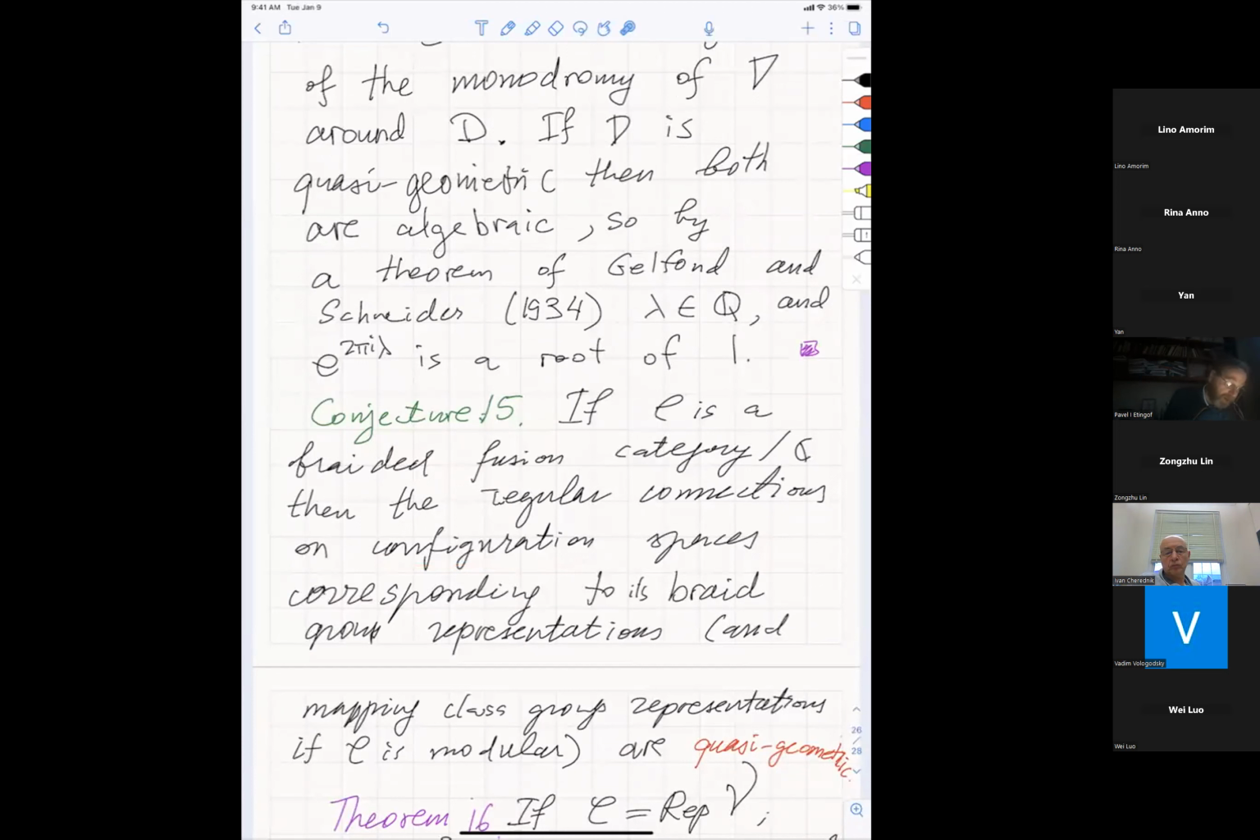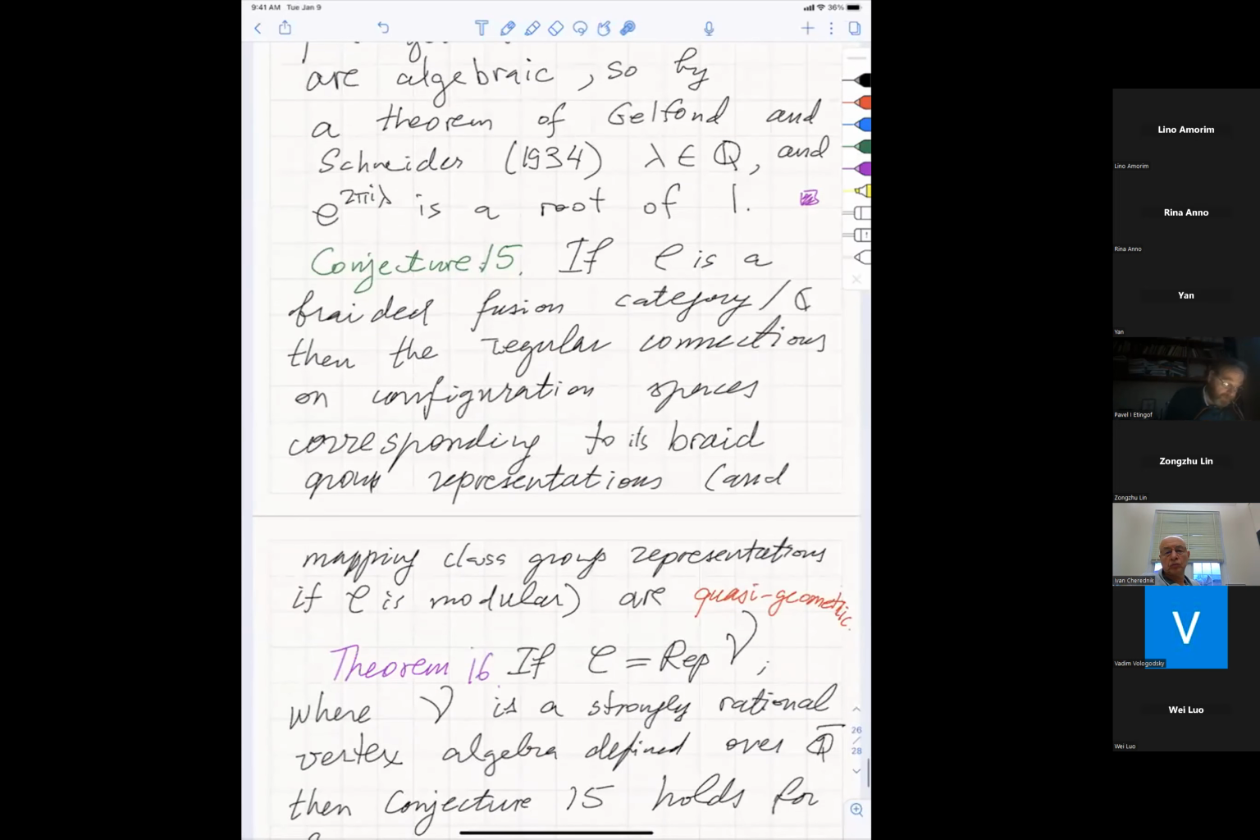More generally, in higher genus, there are going to be mapping class group representations. Those will be local systems on configuration spaces of curves and local systems on moduli spaces of curves. And so the conjecture is that all of these differential equations are quasi-geometric.